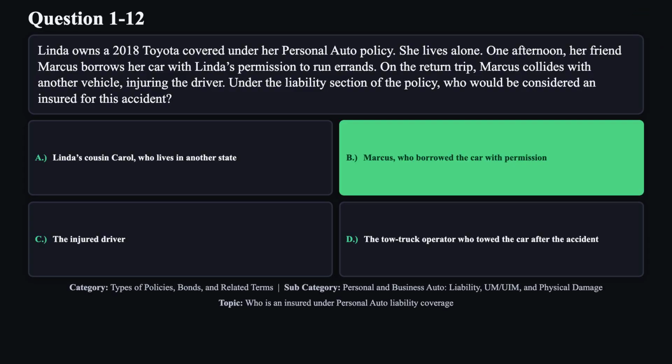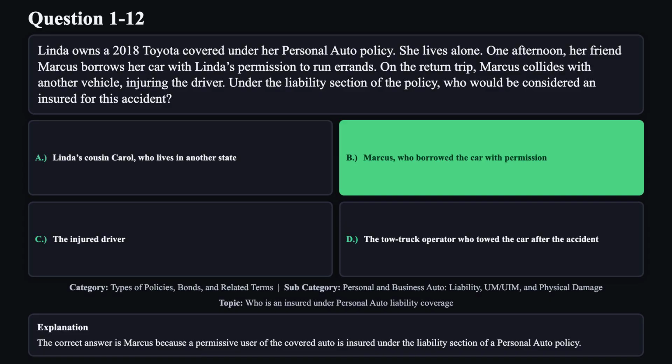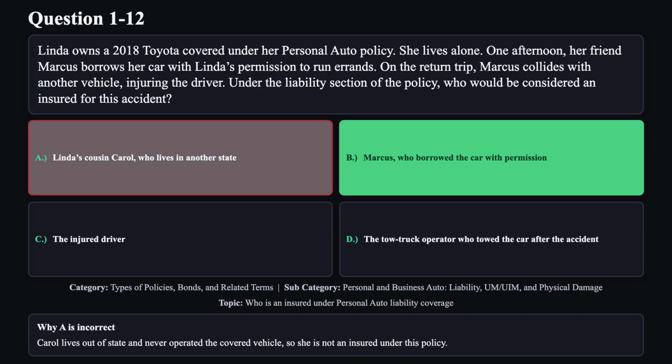The correct answer is B. The correct answer is Marcus, because a permissive user of the covered auto is insured under the liability section of a personal auto policy. Reason A is not correct. Carol lives out of state and never operated the covered vehicle, so she is not an insured under this policy.